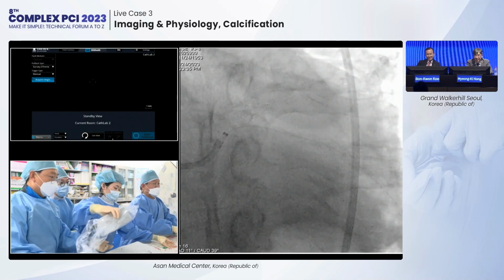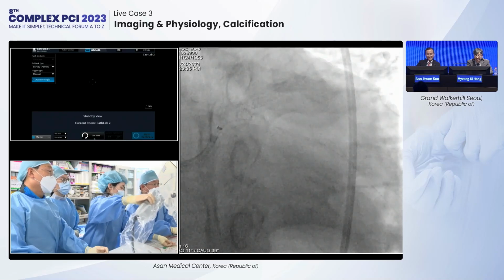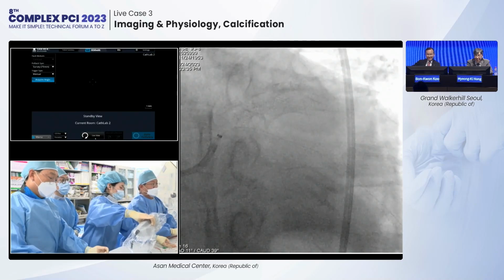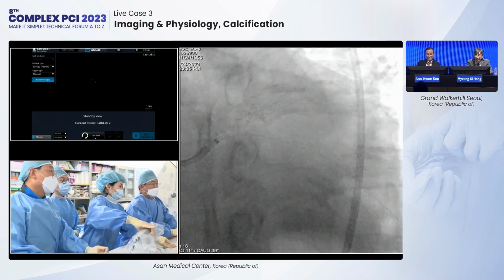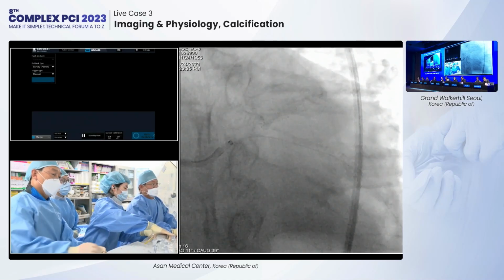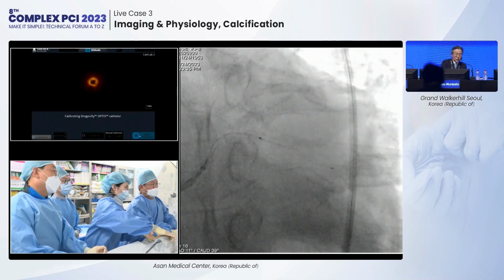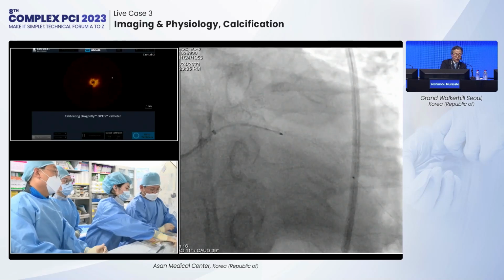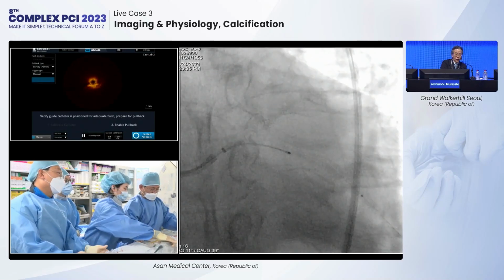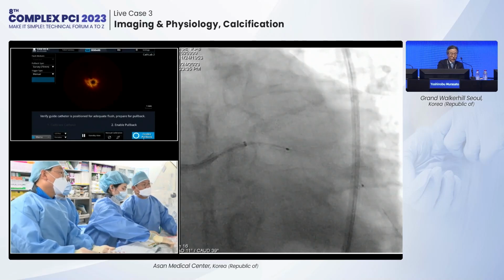This is a guide extension catheter to make a clear image. I'm using a guide extension catheter. Telescope is better. Telescope has a helical core, and between the helical core we can see the vascular tissue. So especially in the left main, using a Telescope is better when we perform the OCT.